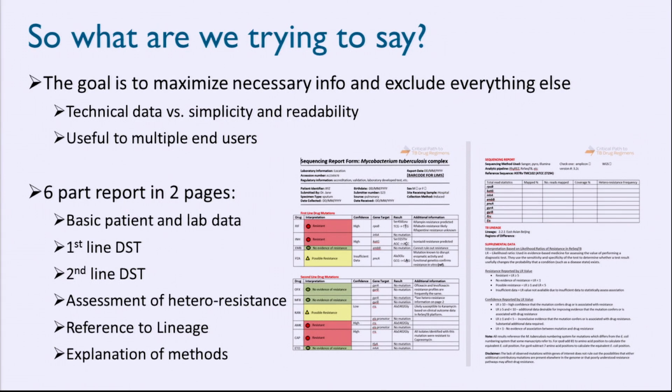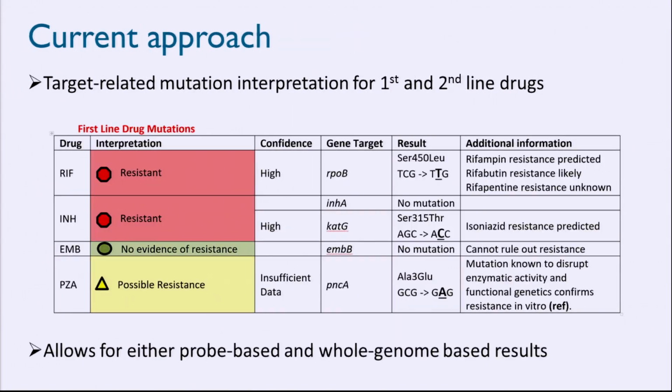So as I mentioned, we're trying to maximize that balance between technical data and simplicity and readability, and make it useful to multiple end users, leaving out the really intense epidemiologic data and just focusing on the stuff that's going to be necessary up front with a way to get more information later if you want it. We focus on a 2-page report that currently has 6 parts. The first is the basic patient and lab information that you're going to need in a clinical report, followed by first-line DST and second-line DST, a basic assessment of coverage and heteroresistance to the effect that people want to look at on the second page, reference to lineage, and an explanation of methods.